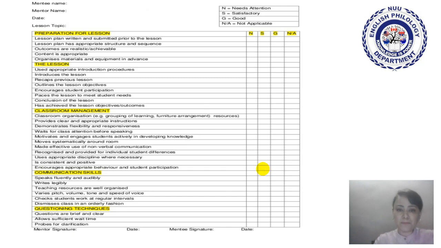Another form, but this one is usually used in higher education. There is also classroom management, lesson preparation, communication skills, and questioning techniques, and you will show all these notes to the teacher. Then the teacher thinks about your lesson.